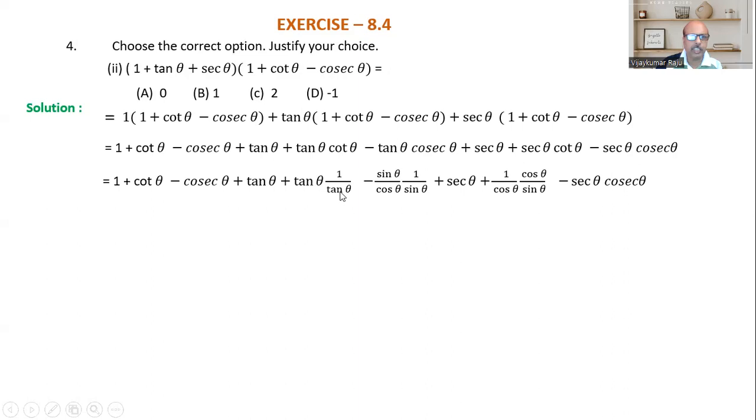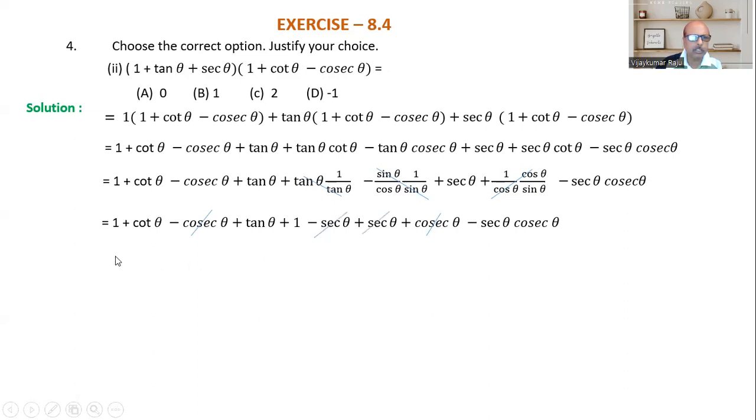So here if you see, this cancels. Tan cancels. Sine cancels. Cos also cancels. What all is left? Let us write it down. 1 plus cot minus cosec plus tan plus 1 minus 1 upon cos, which means sec, plus sec. Again here 1 upon sine is cosec, minus sec cosec. Now if you see here, minus cosec plus cosec, these two should get cancelled. Plus sec minus sec, these two should also get cancelled.